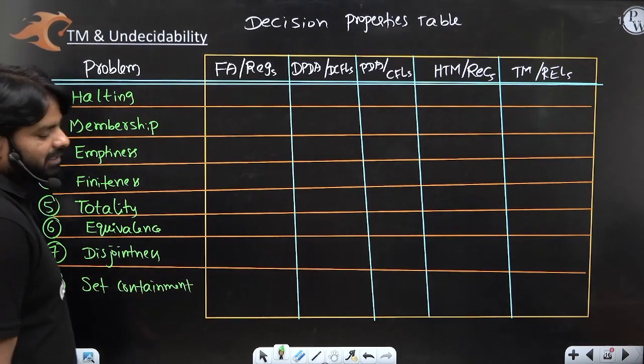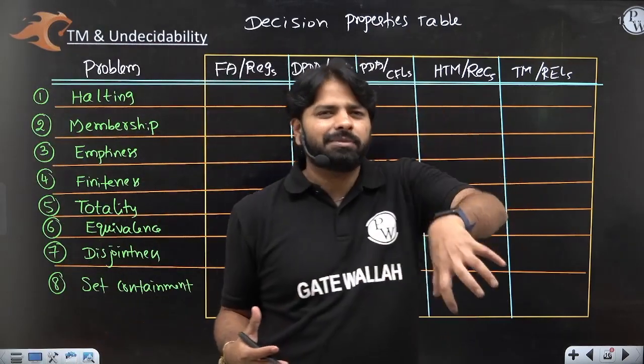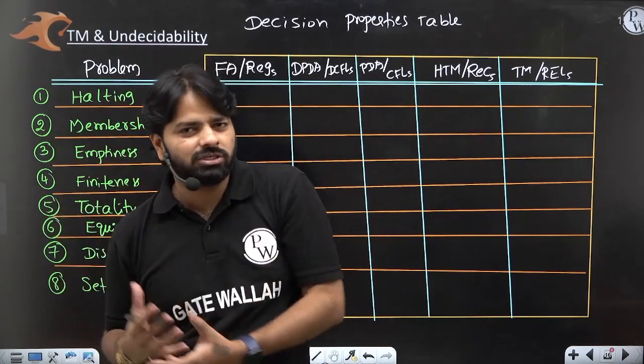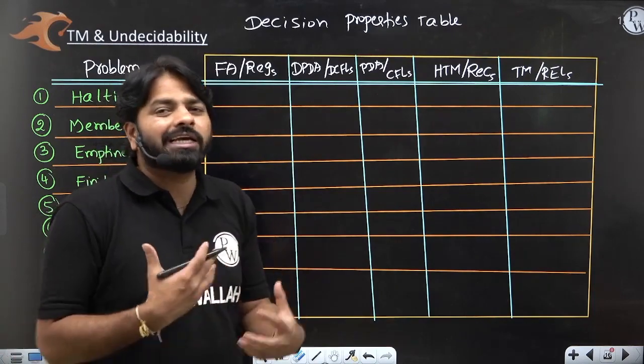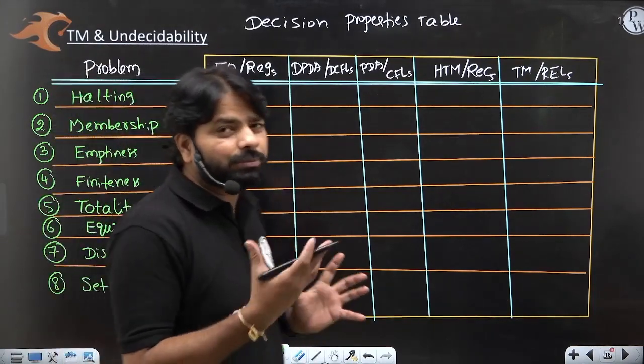Set containment means I'll give you two machines, and you check whether the language accepted by one machine is a subset of the language accepted by another machine. So that is called set containment. It's going to be a subset checking property. They are not closure properties. Remember, closure properties are different.